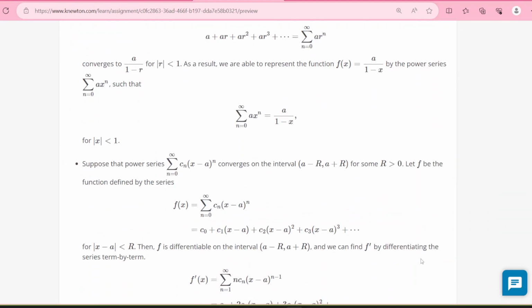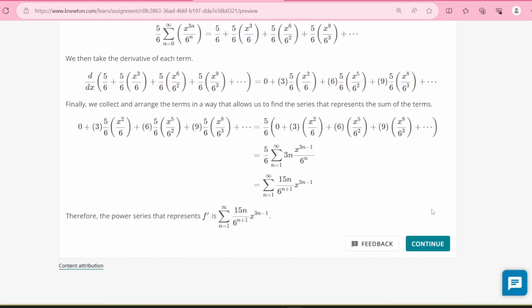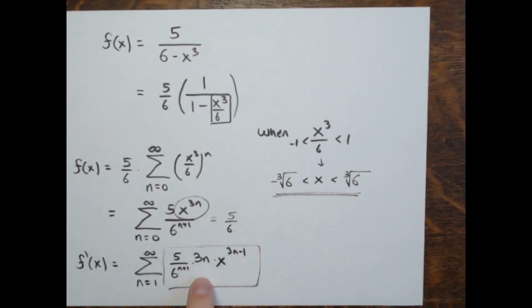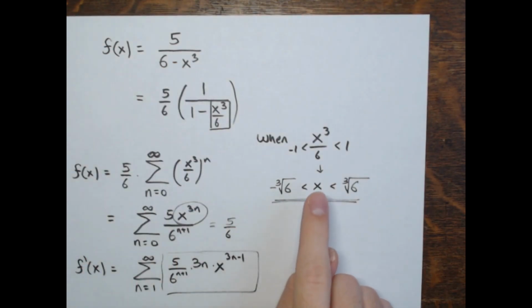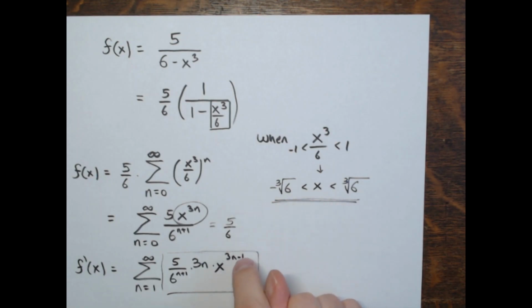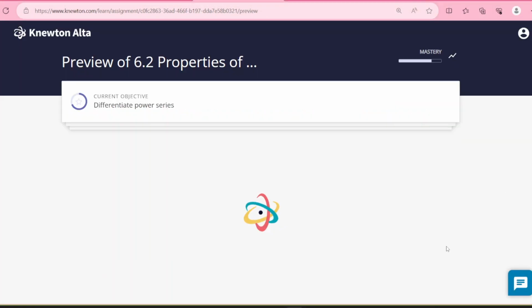Great. And then they don't mention the interval of convergence, right? But it would have the same interval of convergence. This series would converge to whatever the derivative of this function is for these values, but you then would have to check the ends as well, right? Does this series converge for the values negative cube root of 6 and positive cube root of 6? But we're not asked about that, unfortunately.